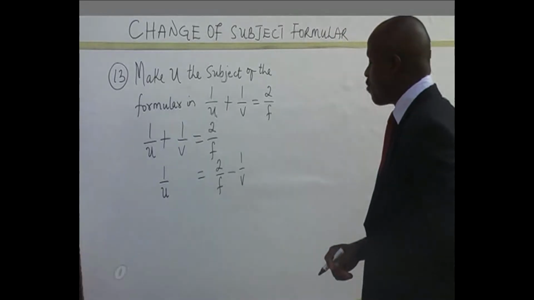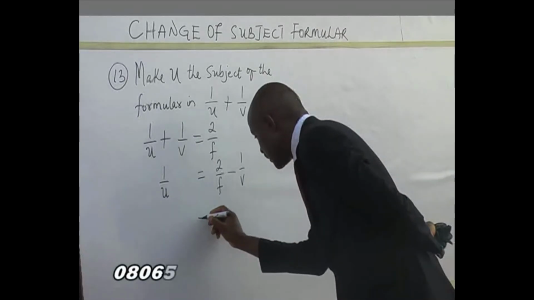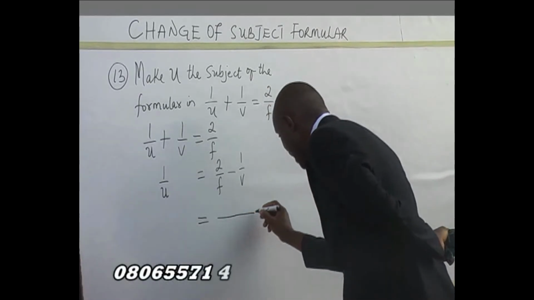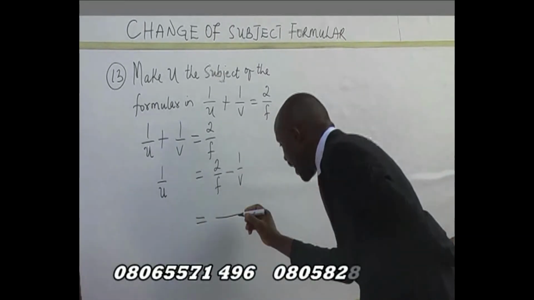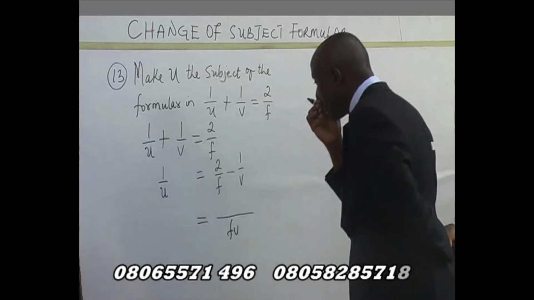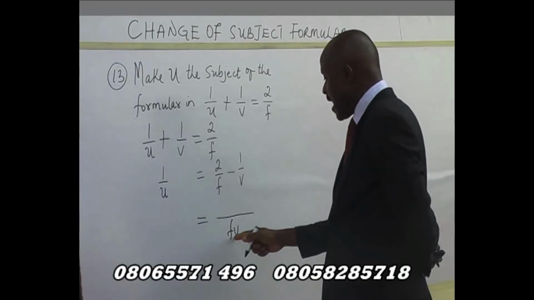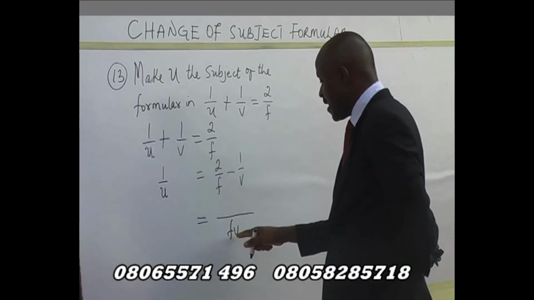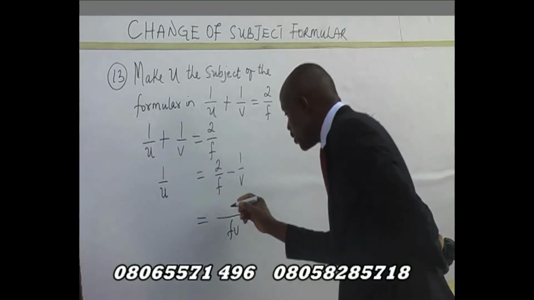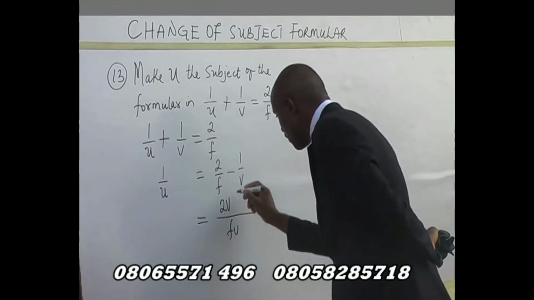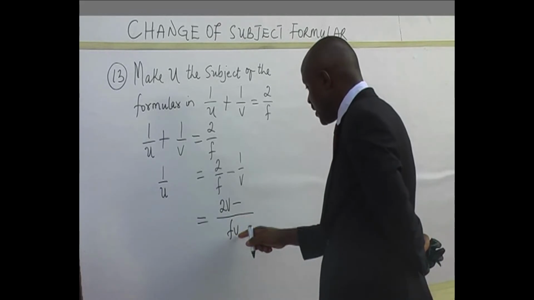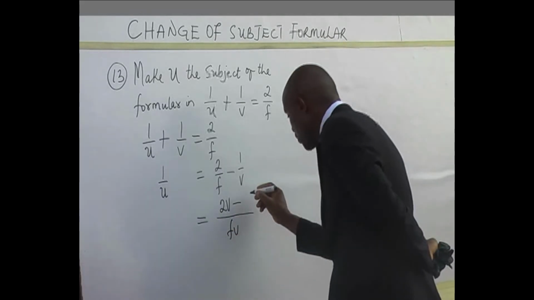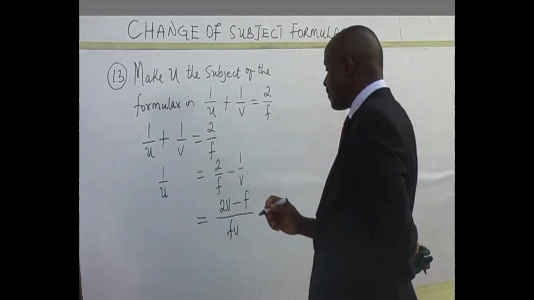Simplify the right-hand side. Simplifying is to find the LCM of f and v, which is f times v, and f times v will give you fv. F divides fv. F will cancel f and leave you with v. V times 2 will give you 2v. Bring down minus. V divides fv. V will cancel v and leave you with f. F times 1 will leave you with only f.